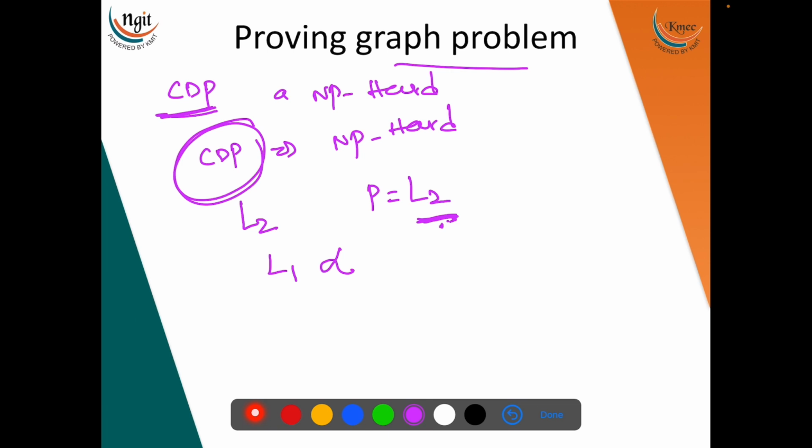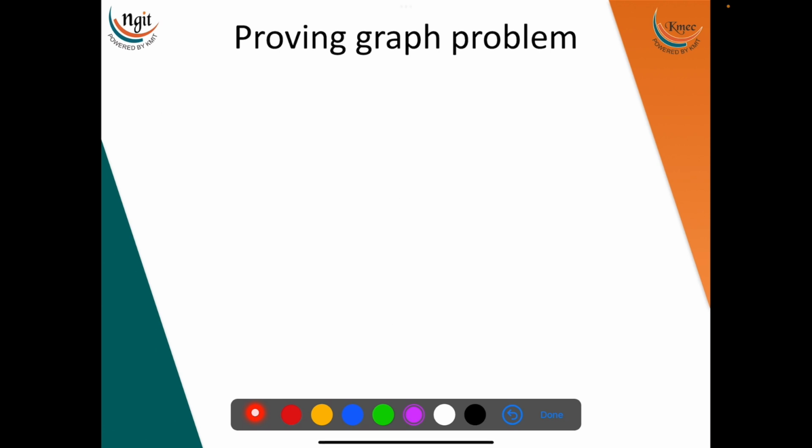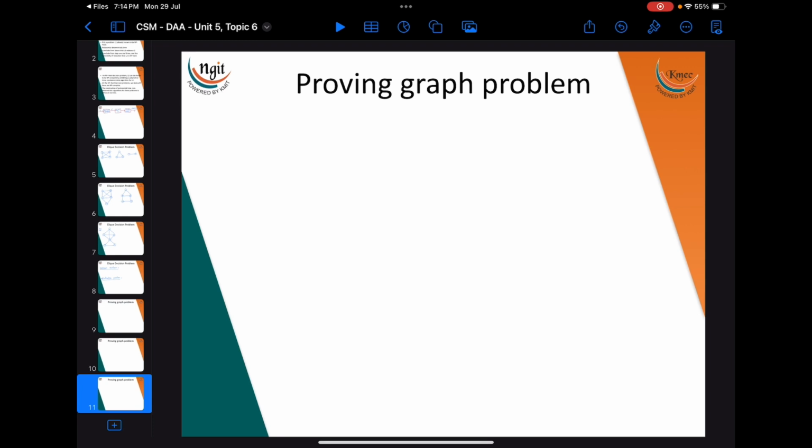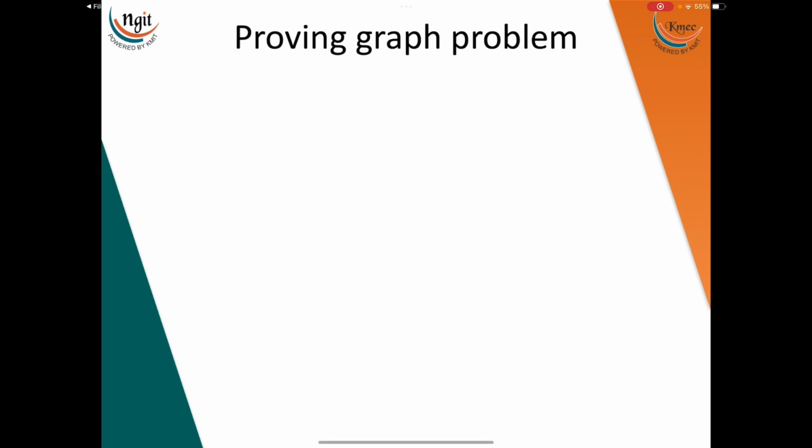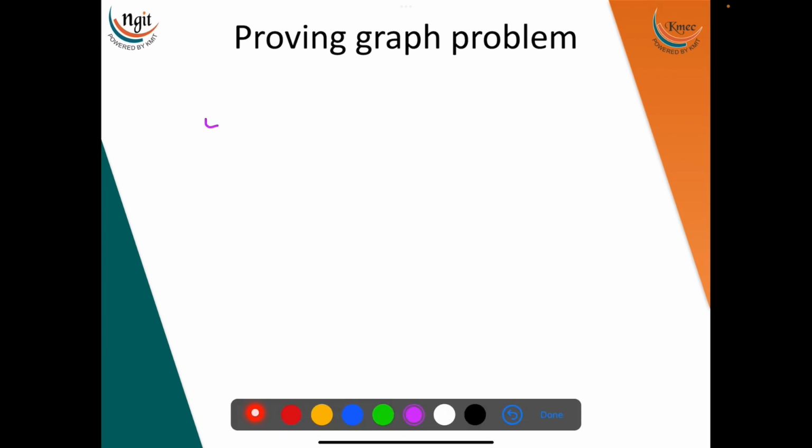So now you have to reduce this L1 to L2. That is, we'll take some instance I1 and some instance I2. Now we will solve L1 with this instance in polynomial time. If it is also possible to solve this instance of L2 in polynomial time, then we say that satisfiability is NP-hard. We take this to prove the clique decision problem is NP-hard.